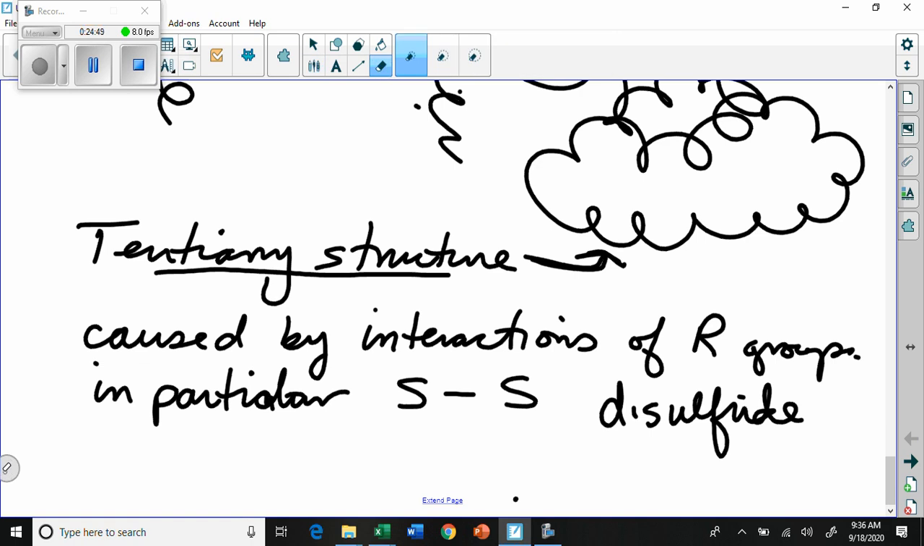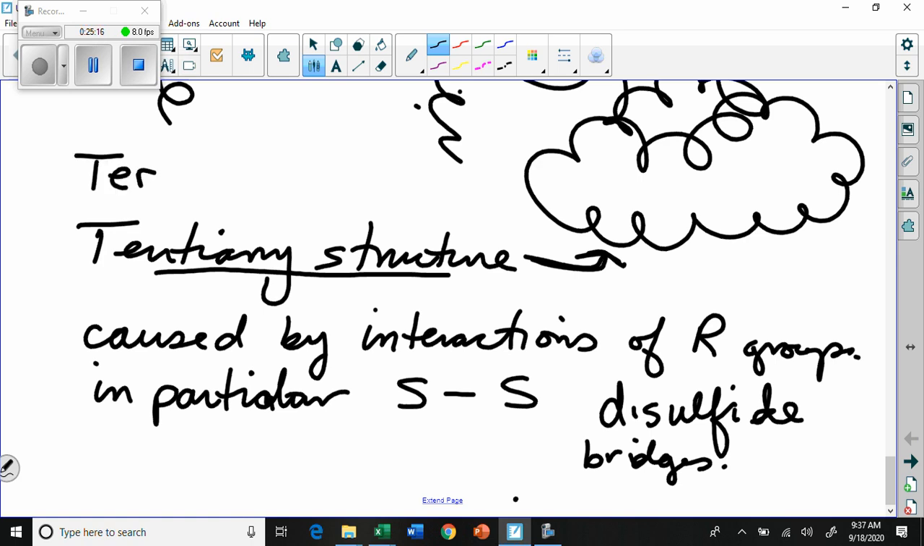Disulfide bridges. So these are the bonds between the sulfur atoms that are more responsible for twisting up the coil into this tertiary structure. Tertiary, T-E-R, tertiary, which means the third. That's a word that means third.